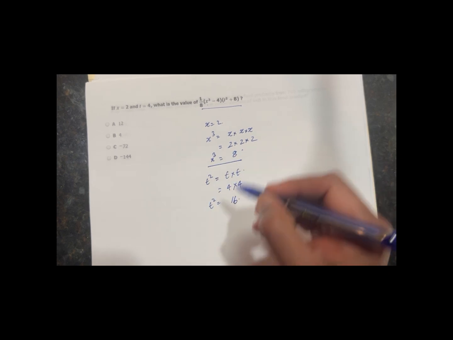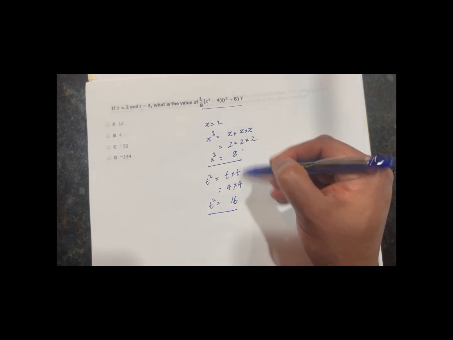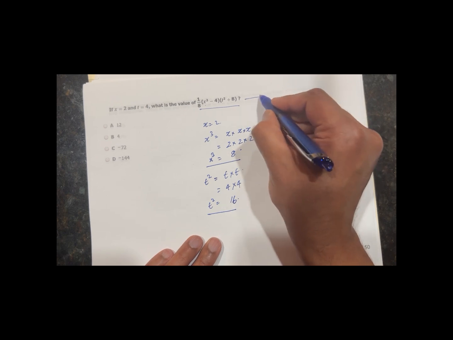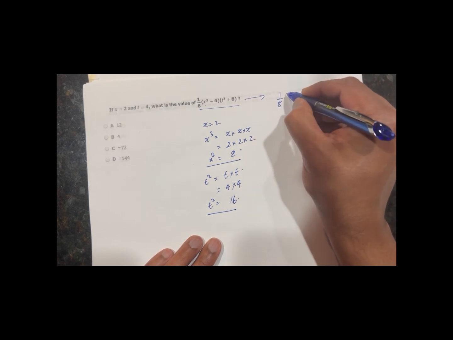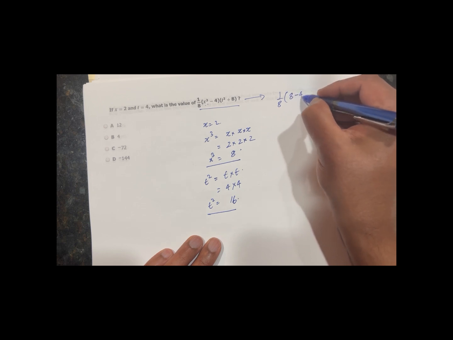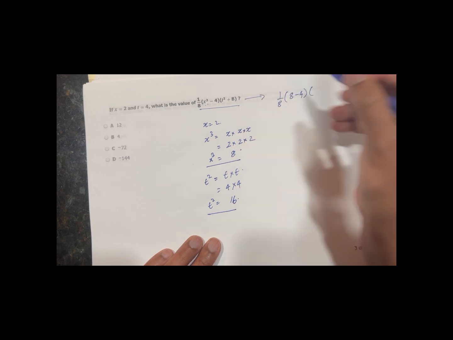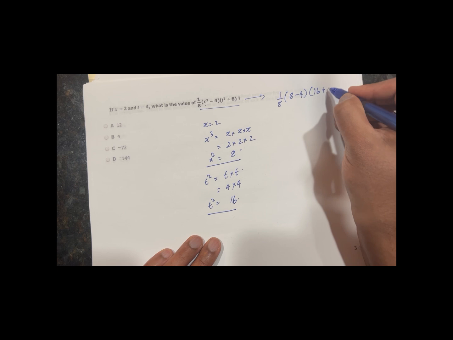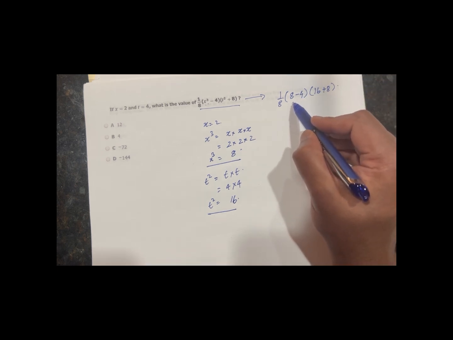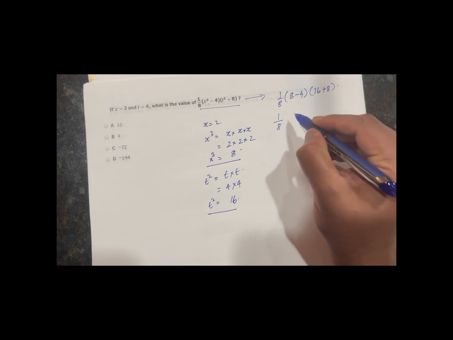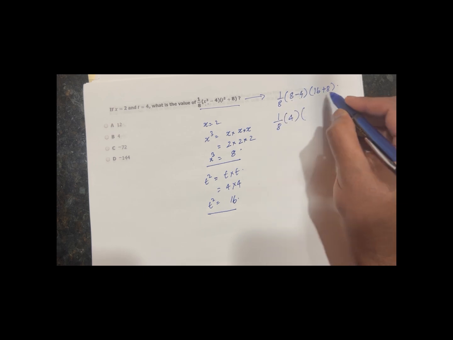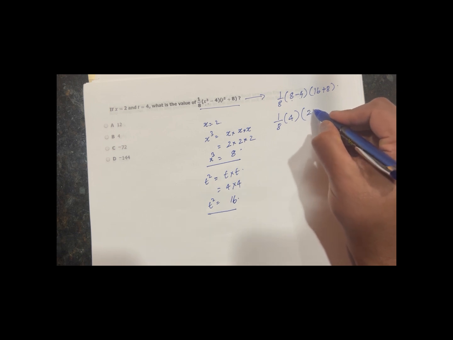So now I've got 2 answers here. X cubed is 8, t squared is 16. So let's just plug this in. All that you have to do is 1/8 brackets x cubed, I do 8 minus 4, and then brackets again, t squared is 16 plus 8. Remember the PEMDAS rule? Brackets always go first. So 1/8 brackets 8 minus 4 is 4. 16 plus 8 is 24.